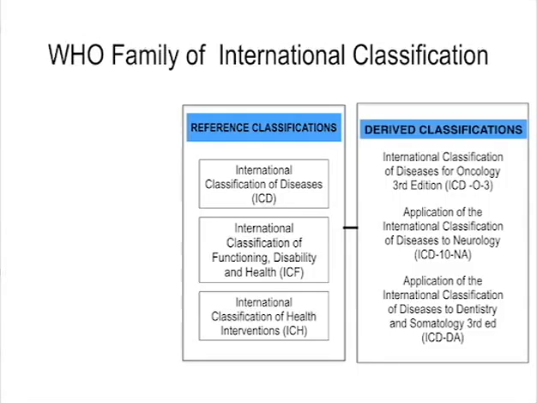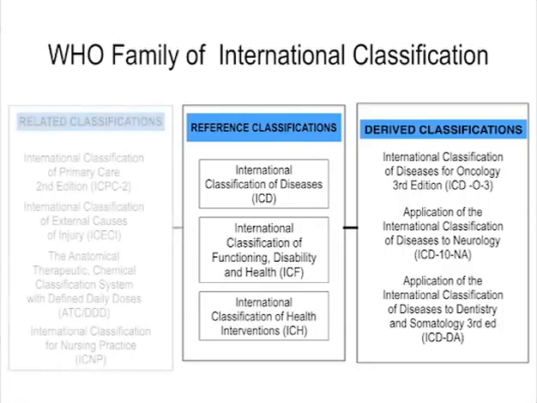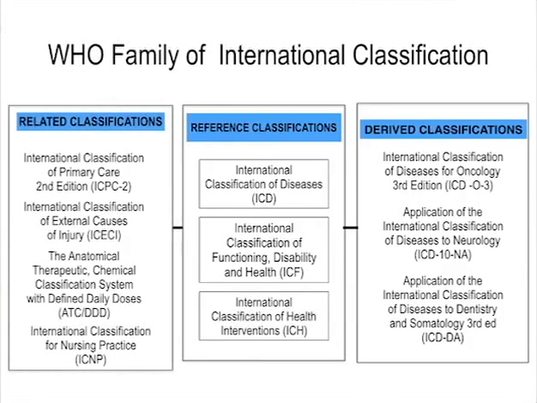It is designed to provide additional detail beyond that provided by the reference classification for a specialized purpose. The third are the related classifications that connect to or overlap with reference classifications. It describes important aspects of health or the health system not covered by the reference or derived classification. This includes the International Classification of External Causes of Injury.